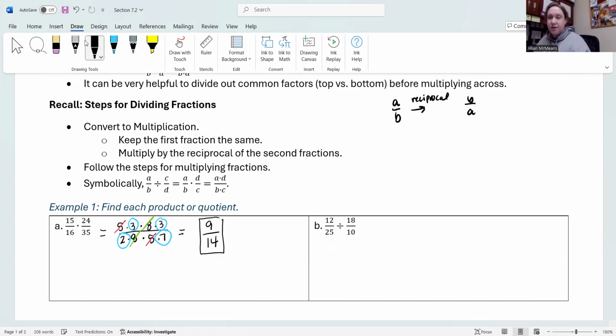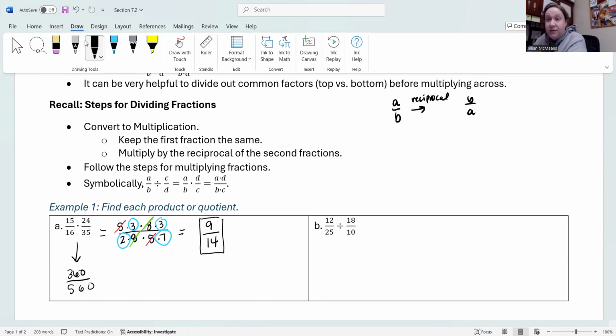We can multiply across and then simplify, but I think it's easier if you do some simplifying first. Let me grab my calculator. If we had multiplied first, I would have had 15 times 24, which is 360, divided by 16 times 35, which is 560. That's a little bit harder to simplify, don't you think? So in my mind, it's much easier to cancel out those common factors first and then multiply across. That's the method we're also going to use when we deal with rational expressions.